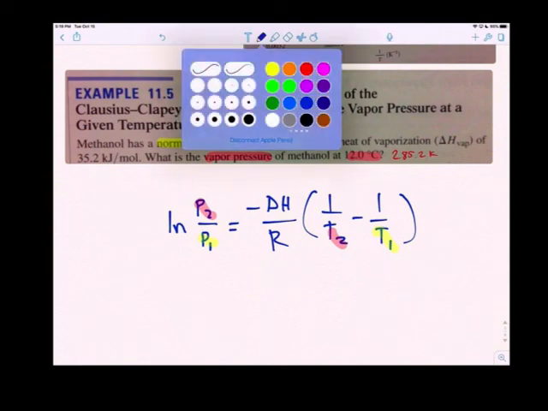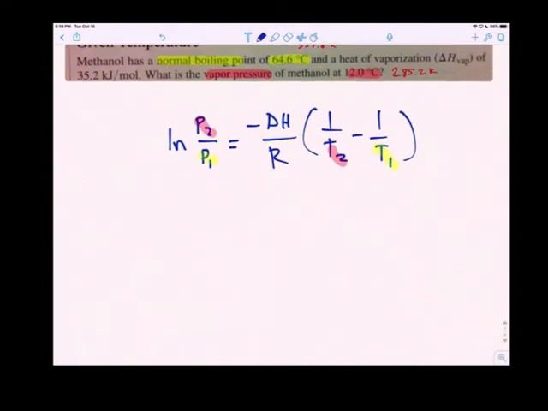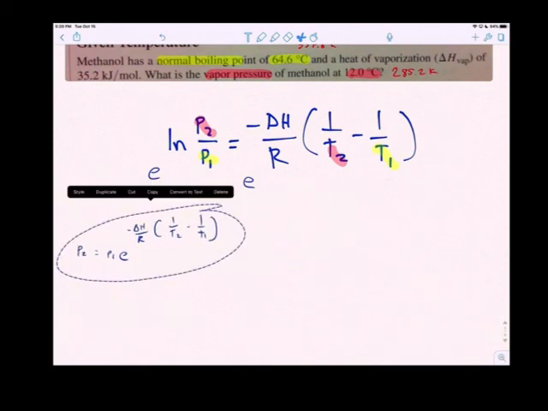For me personally, I like doing the algebra first. So how do you solve this one? You take e to both sides, and then this becomes P2 over P1 equals e to the minus delta H over R, 1 over T2 minus 1 over T1. And then now you have to multiply both sides by P1. I'm just going to use graphics. So that just goes over there, and then your P2 is this. So let me move this over. So our P2 is that.